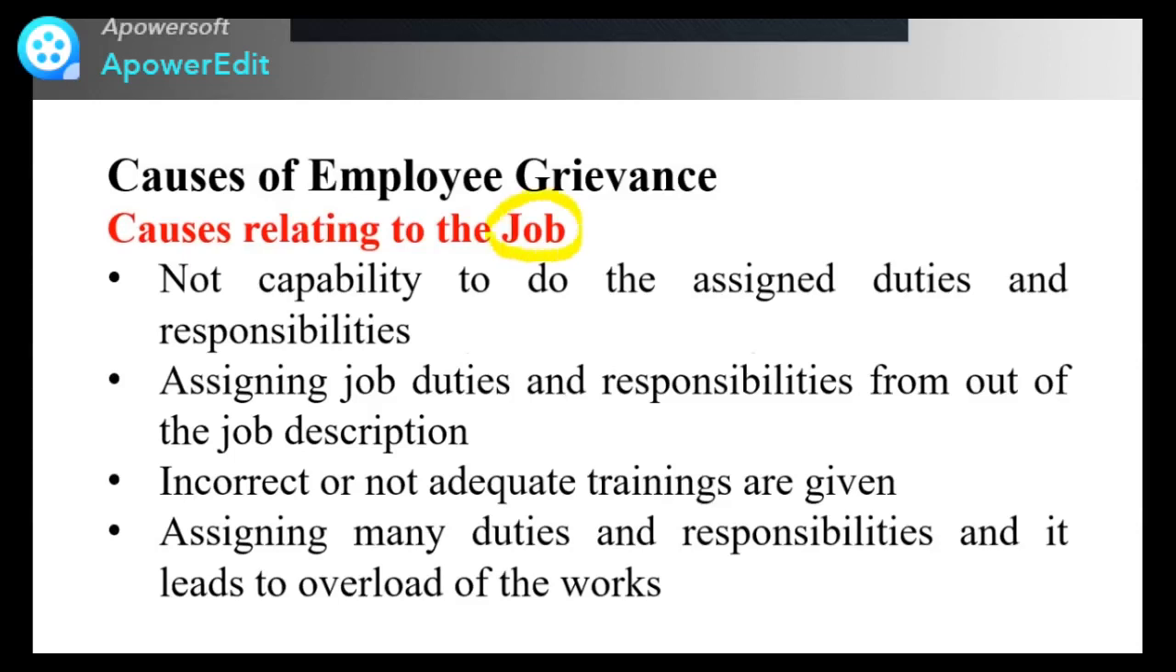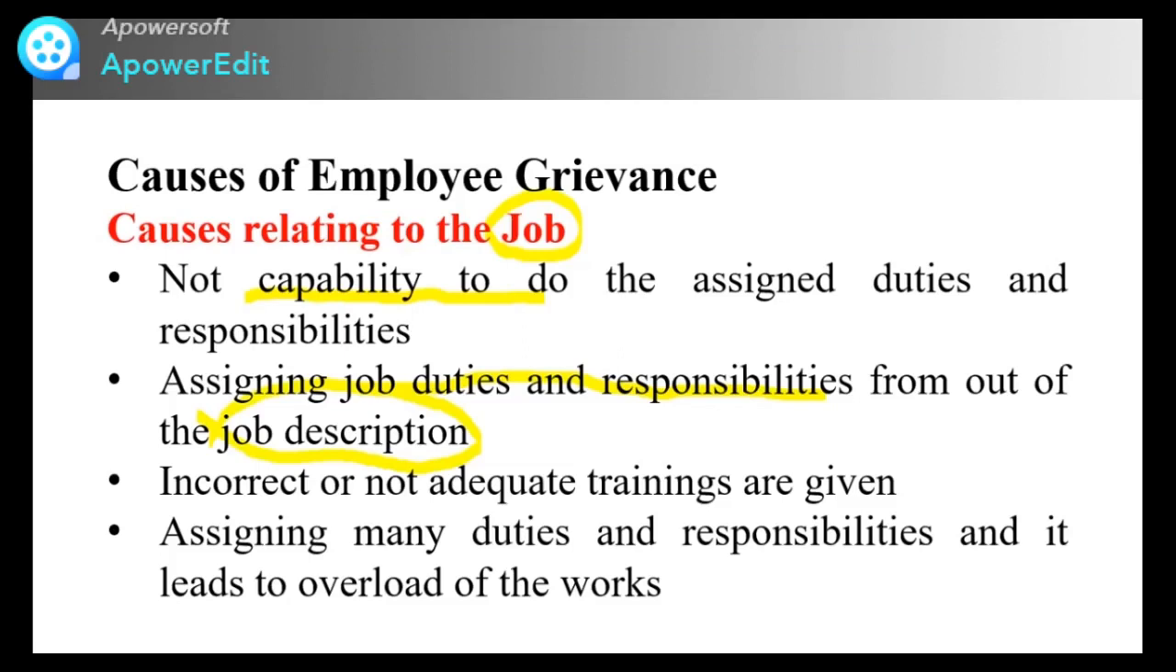related grievances. Example, not being capable to do the assigned duties and responsibilities. The second one, assigning job duties and responsibilities from outside the job description. These duties and responsibilities are not mentioned in the job description. Therefore, the worker is suffering: I have to do this work, but it is out of my job.